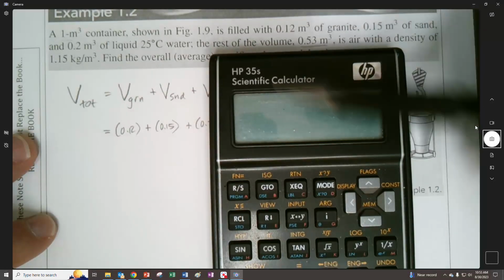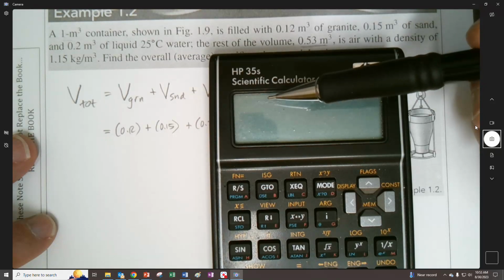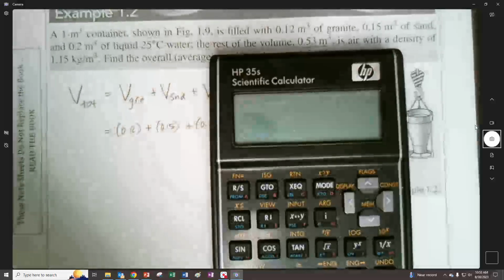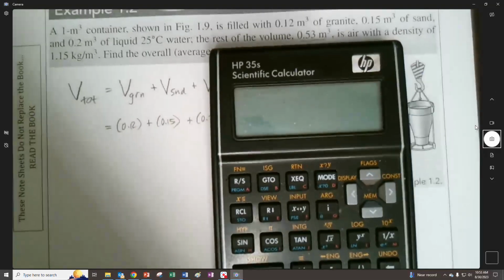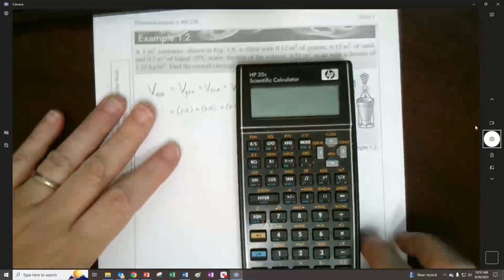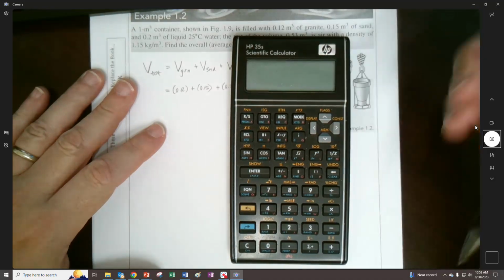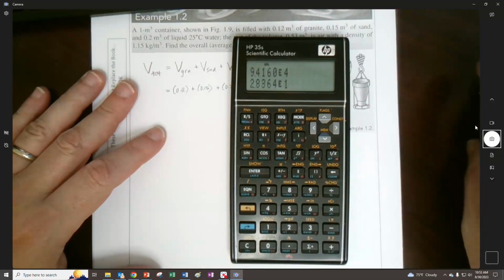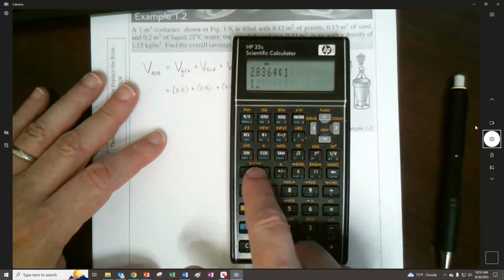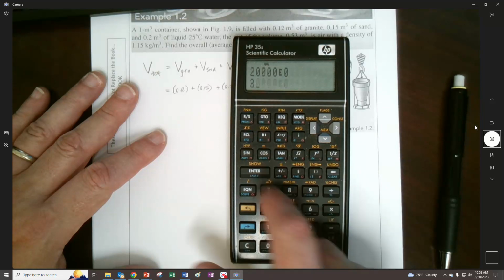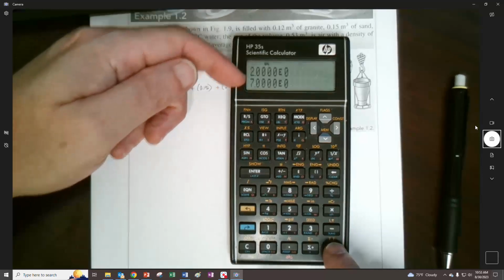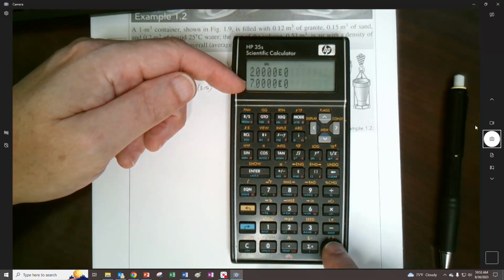And I want to make a pitch for the HP35S. It's a different type of calculator. It's called reverse Polish notation, and as many of the people in the engineering clubs will tell you, this is the way to be a real engineer. It's a strange system, but look, instead of going plus, I go 1, enter, 2, enter, 3, enter, and then maybe 4, and then I add them together.